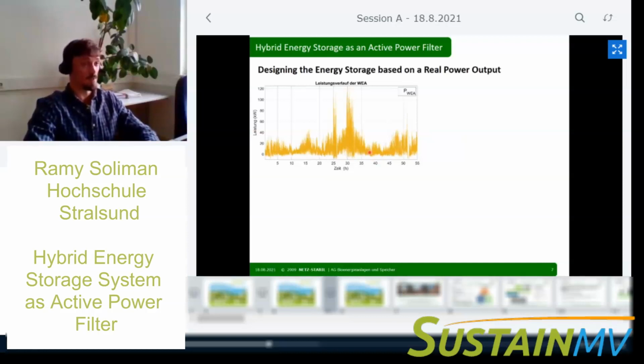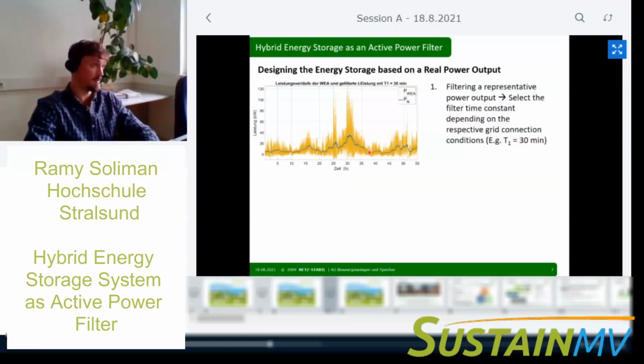So the basic idea is very simple. You just need to determine the power output that is to be allowed into the grid, and the difference is the power you need to compensate with the energy storage system. In this case, we use a numerical simulation with a first order low pass filter to determine the power into the grid, which is represented by the blue curve. This is way more steady than the original power.